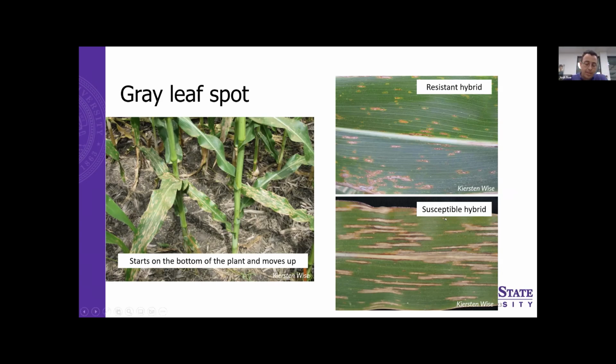So just to show, in a susceptible hybrid we'll expect to see more of those elongated, sharp edge lesions. However, in the resistant hybrid, we can see lesions still, but they never take off, right? Our current fungicide recommendation is if you're planting a resistant hybrid for gray leaf spot, we don't recommend a fungicide application just because the resistance from the hybrid will take care of it. However, if you're planting a susceptible hybrid, depending on when it's showing up, you might consider a fungicide application for gray leaf spot.